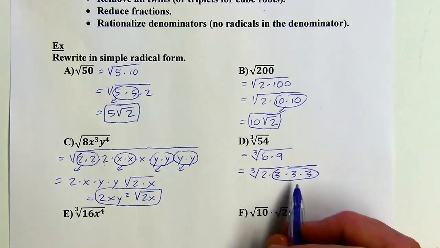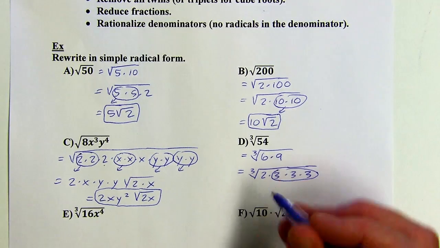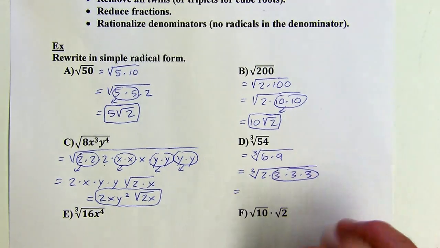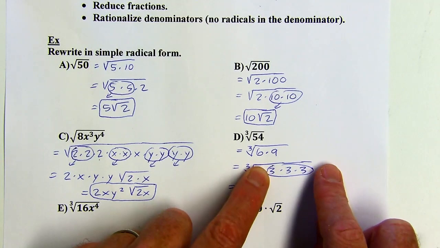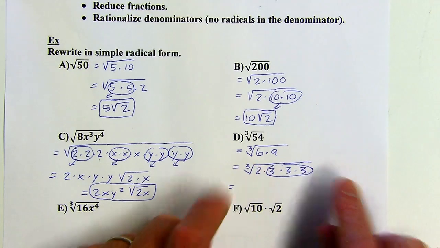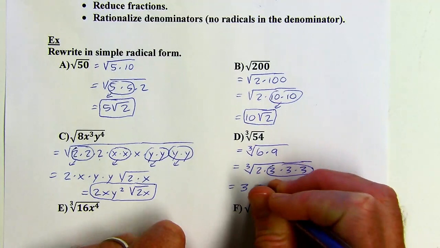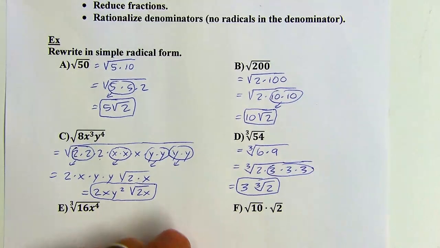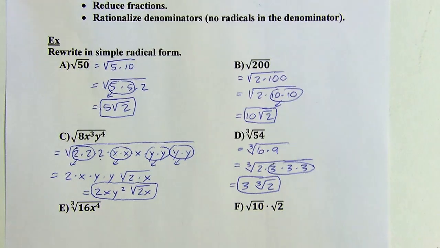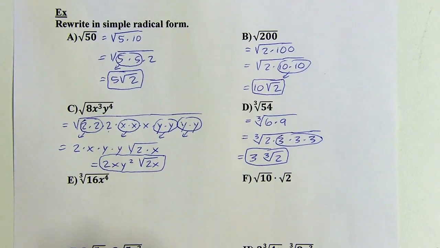So with the triplets, one of those triplets is going to get out, the others do not, because this represents 27, right? 3 times 3 times 3 is 27. Cube root of 27 would be 3. So I've got 3 times the cube root of 2. The 2 is just stuck in there, and there's simple radical form. Okay? All right, let's keep trying some more.